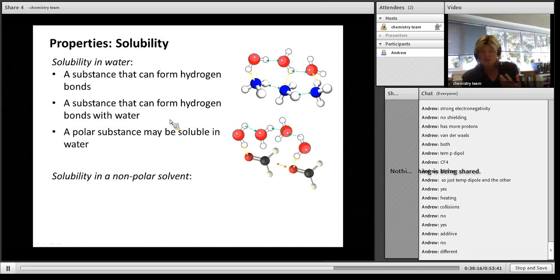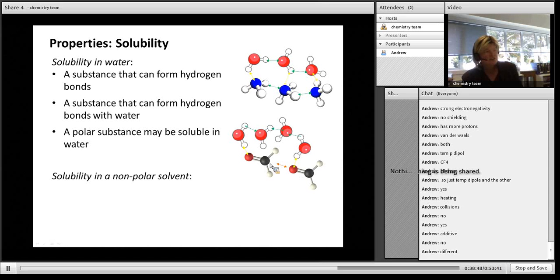Okay. So a substance that can form hydrogen bonds, also a substance that can form hydrogen bonds with water. That's what I was showing in the previous slide where I had formaldehyde. The formaldehyde can, although it can't form hydrogen bonds itself, the water can hydrogen bond with it. And as I say, a polar substance may be able to dissolve or may not. It depends. Okay, here's my formaldehyde. The water can form a hydrogen bond with it, even though it in itself can only form a permanent dipole force of attraction.